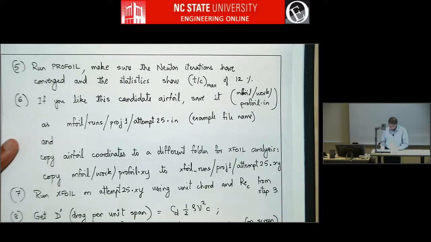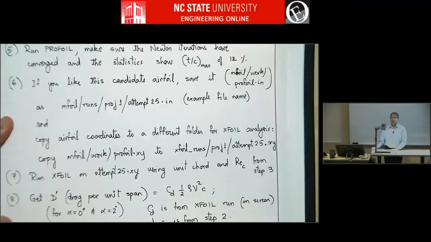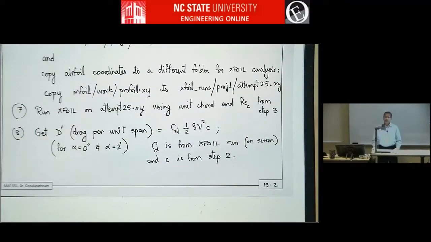And chord is from step 2. So in the previous page we calculated chord based on the maximum thickness to chord ratio. So you get the chord, you get the CD from the xfoil run, and you can get D prime. You have to do this for alpha equals 0 and alpha equals 2, and that is for one airfoil, the airfoil that you're doing. Let's say it's 30 meters per second or 60 meters per second or whatever.